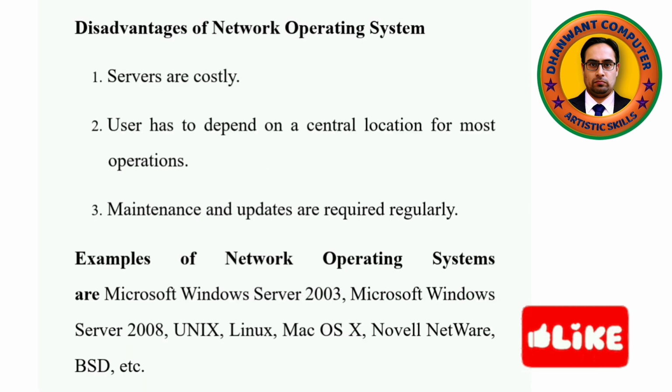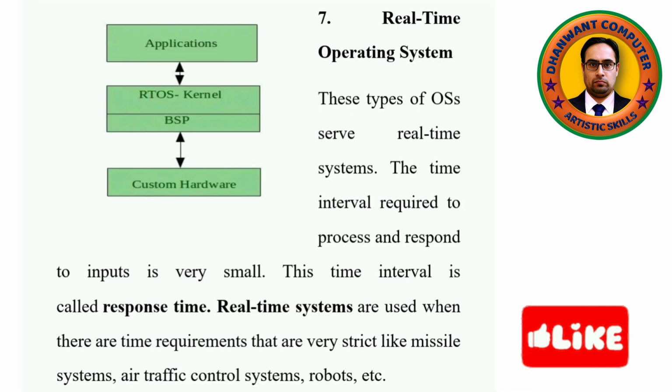Disadvantages of network operating system. 1. Servers are costly. 2. User has to depend on a central location for most operations. 3. Maintenance and updates are required regularly. Examples of network operating systems are Microsoft Windows Server 2003, Microsoft Windows Server 2008, Unix, Linux, Mac OS X, Novell NetWare, BSD, etc.